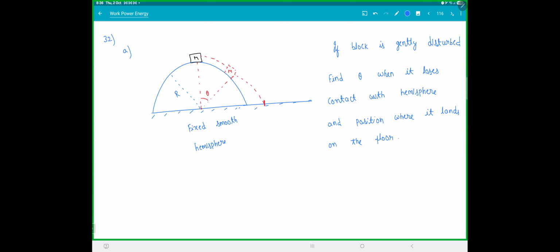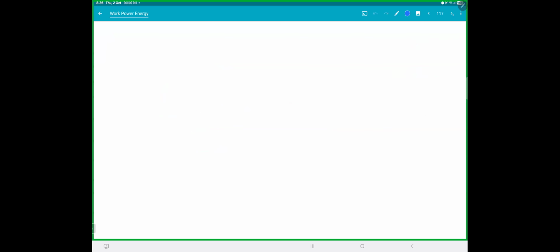Let's see the first part. So when it is losing contact, draw the FBD. When you say you're losing contact, meaning normal reaction becomes 0. This is theta. This is the block M. What are the forces? You have your mg. You have your normal reaction. Since you're going in a circle, there is a centrifugal force mv square by r. If that is theta, this is theta.